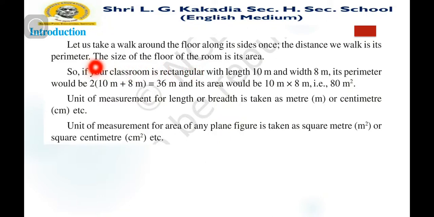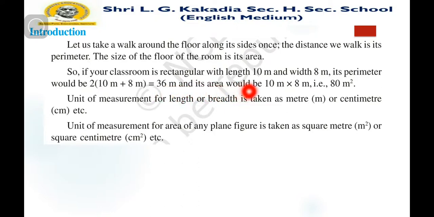So we have two things, perimeter and area of any figure. If your classroom is rectangular with length 10 meter and width 8 meter, its perimeter, as we know, for a rectangular region is given by 2 into (L plus B). Hence the perimeter of the rectangular classroom is 2 into (10 meter plus 8 meter), which is equal to 36 meter, and the unit is meter.